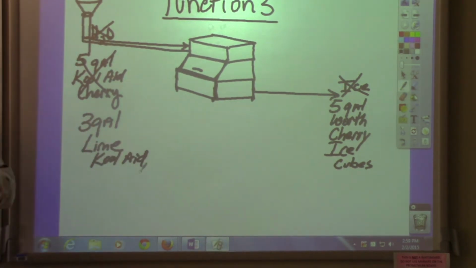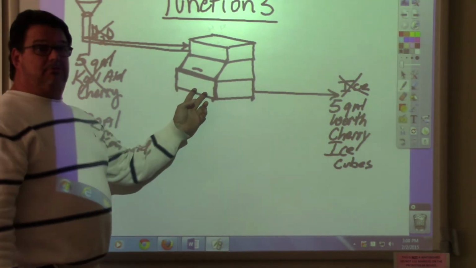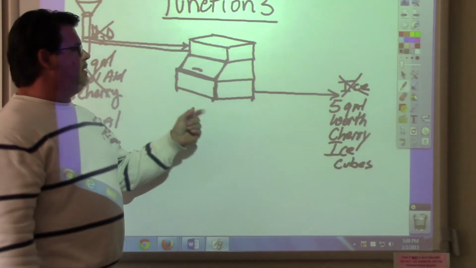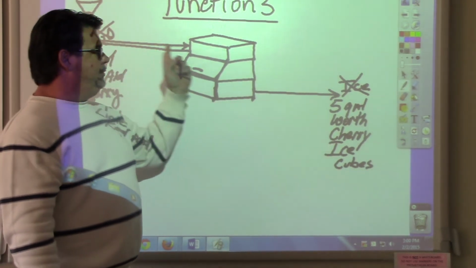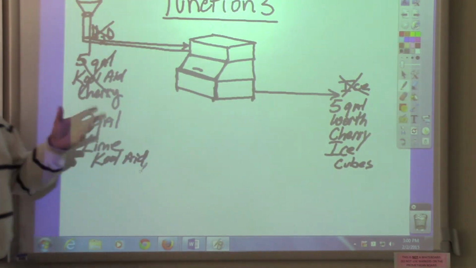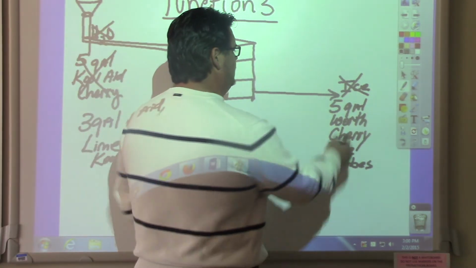And you put in 3 gallons of lime Kool-Aid. What will you get out of it? You'll get 3 gallons worth of green ice. What in the world does this have to do with functions? Well, your function is the ice machine, right? It's actually doing the job of turning the liquid into a solid, right? Everybody with me? But what a lot of people don't understand is, what does this depend on?